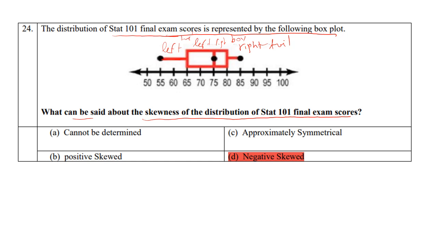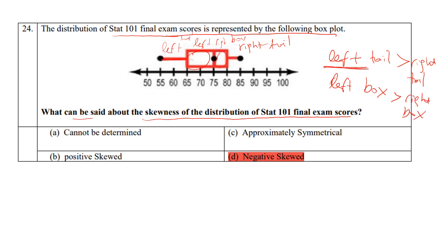As you see here, the left line or left tail is bigger than the right tail. And the left box is bigger than the right box. So we see a dominance of the left part, left tail and left box. So it means it's pushed from the left side.